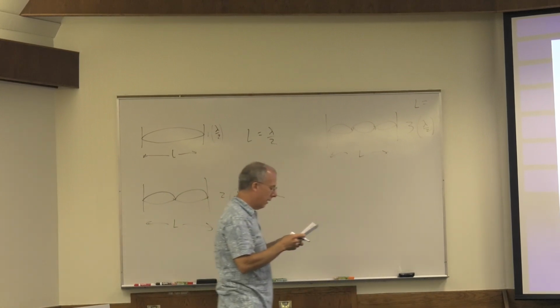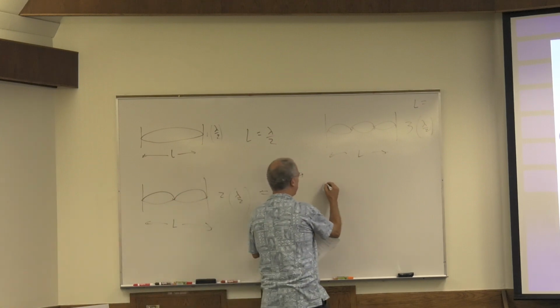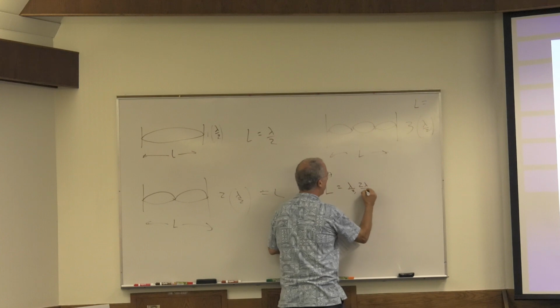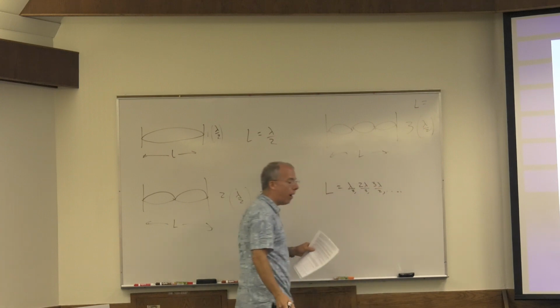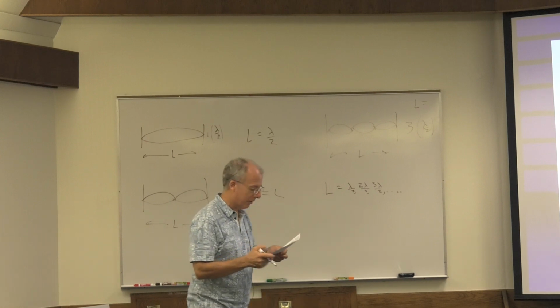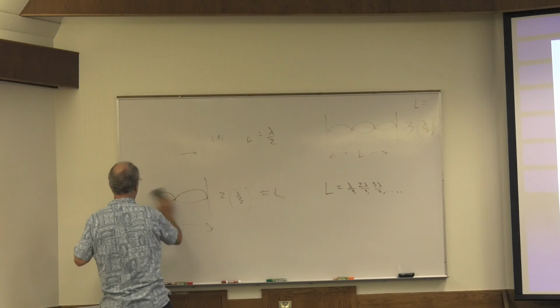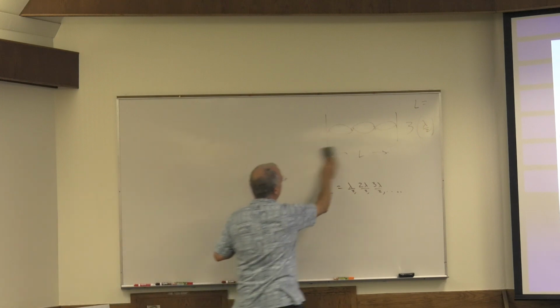L is a half, here it's 2 halves, here it's 3 halves. So all I'm saying is the possible lengths of the string, we can just write it like that: lambda over 2, 2 lambda over 2, 3 lambda over 2, and so forth and so on. Those are the possible string lengths. Now we're going to do something that you may have never seen before. We're going to use what's called the index.